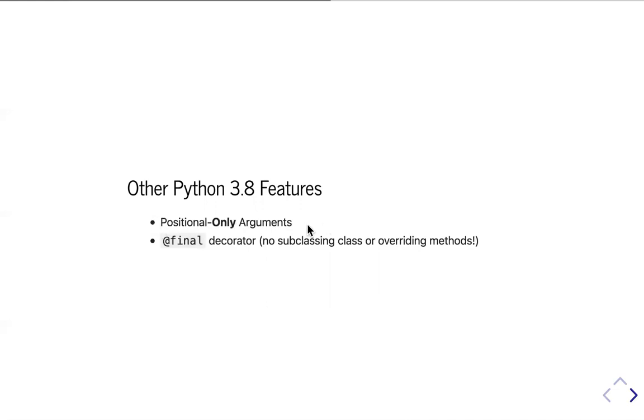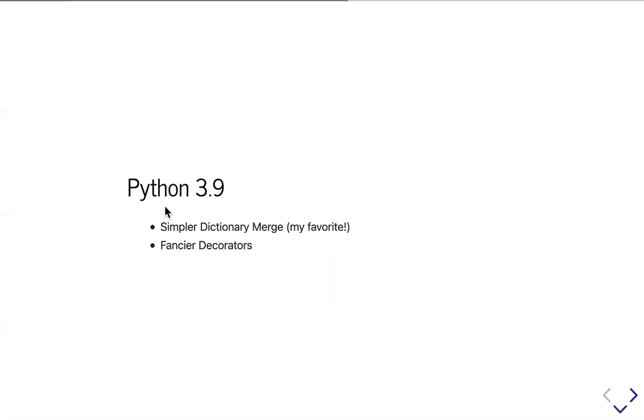There's also positional-only arguments. There's a way to tell the interpreter which arguments in a function should be positional only and which ones could be keyword arguments. So those are other features in 3.8. All right, and now we're on to 3.9.